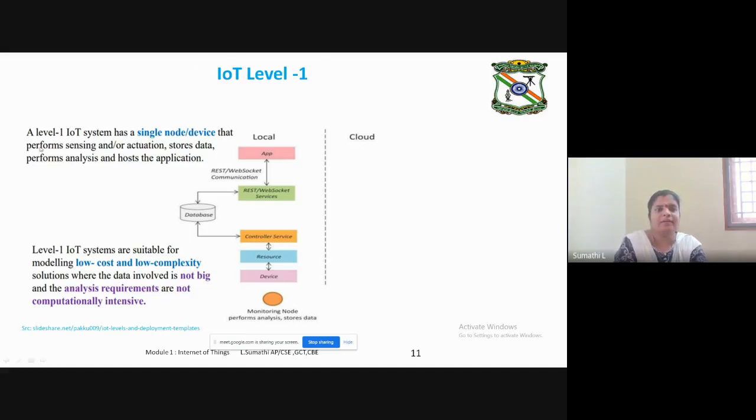In the first level, you can consider your IoT system as a single node which senses your data. It is mainly used for low cost and low complexity solutions, and all the things you can perform on your local site. That is, you don't use your cloud. You should not understand that I am not using my internet connection. Of course, I have to use my internet connection, then only it is IoT. The thing is, I am not using the cloud for any storage. That is the basic understanding.